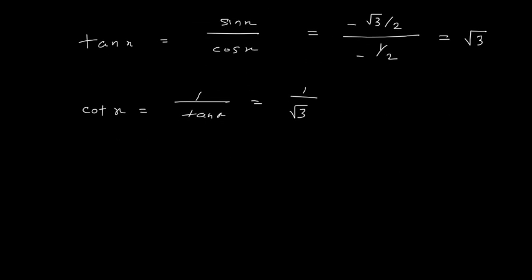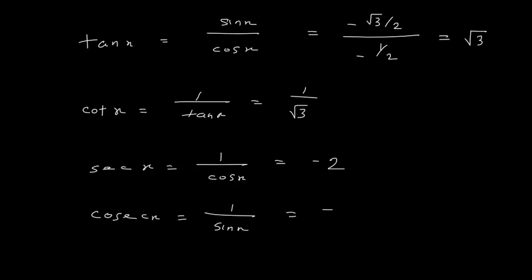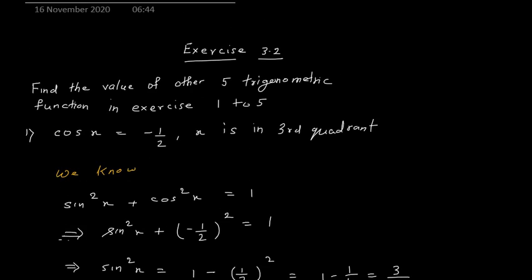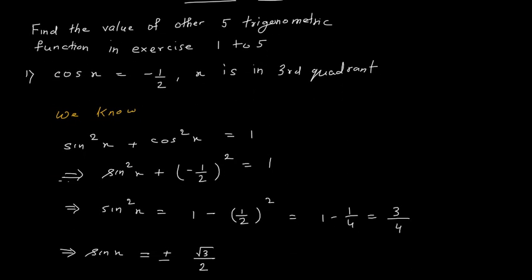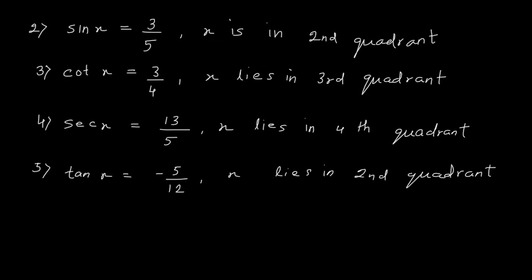Then we have sec x. Sec x is 1 upon cos x. So cos x is minus 1 upon 2, sec x is minus 2. And finally we have cosec x. So cosec x is the reciprocal of sin x. So this will be minus 2 upon root 3, as sin x is root 3 divided by 2. So this is how we can get the other trigonometric ratios. Isn't it simple?